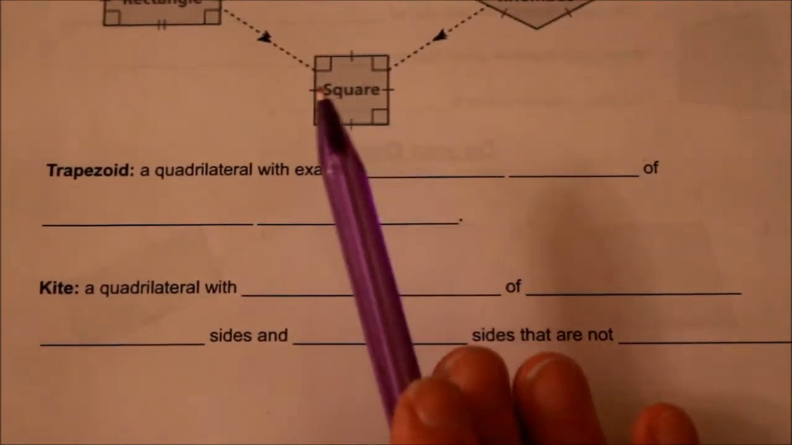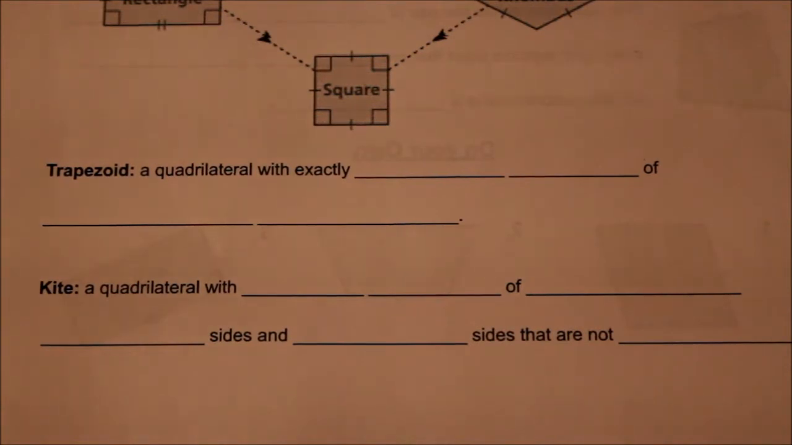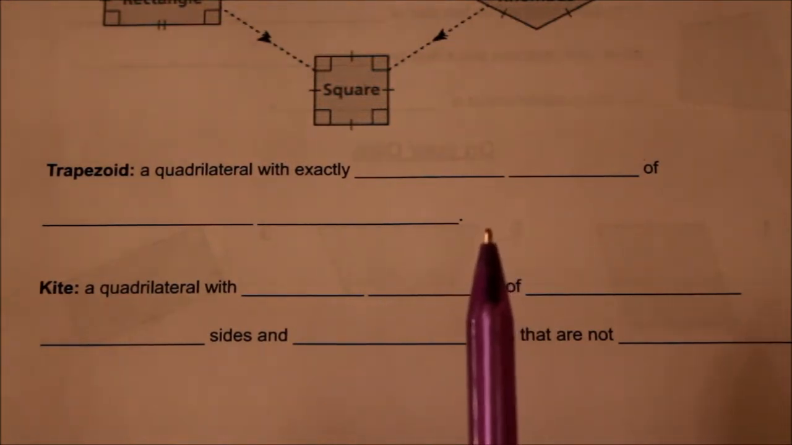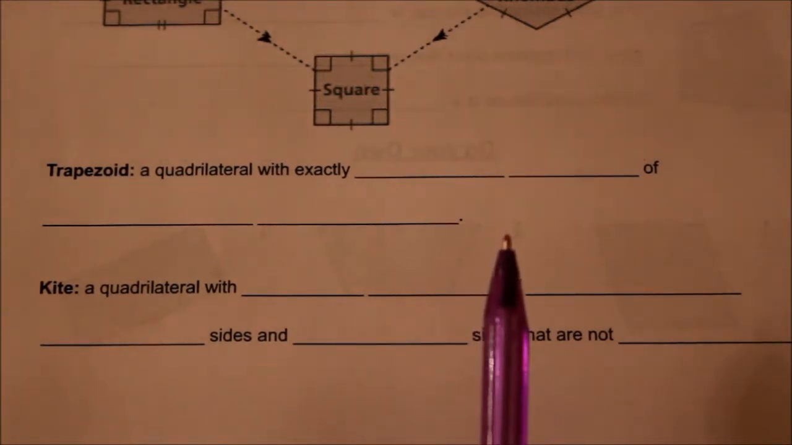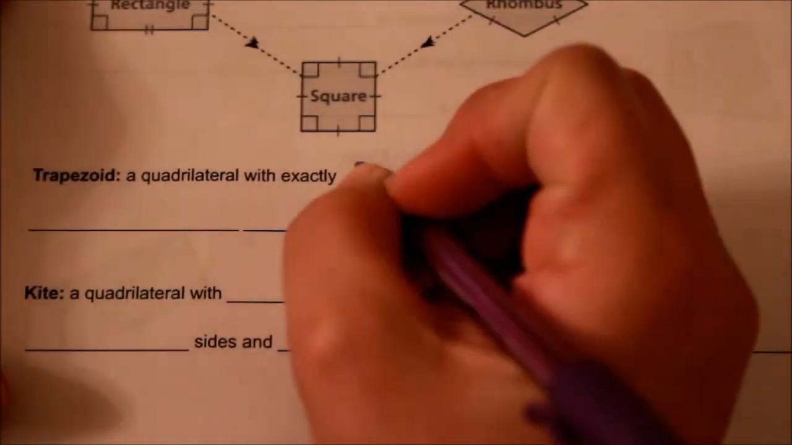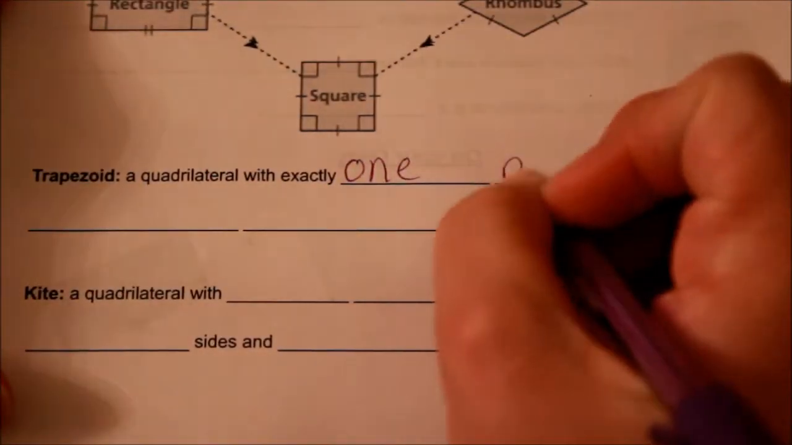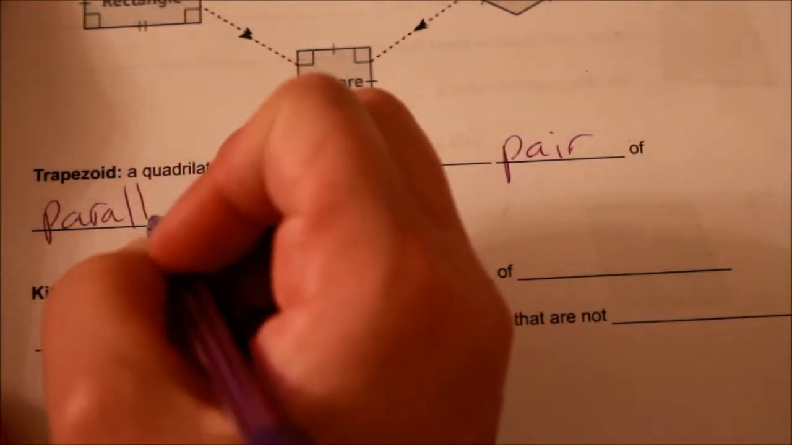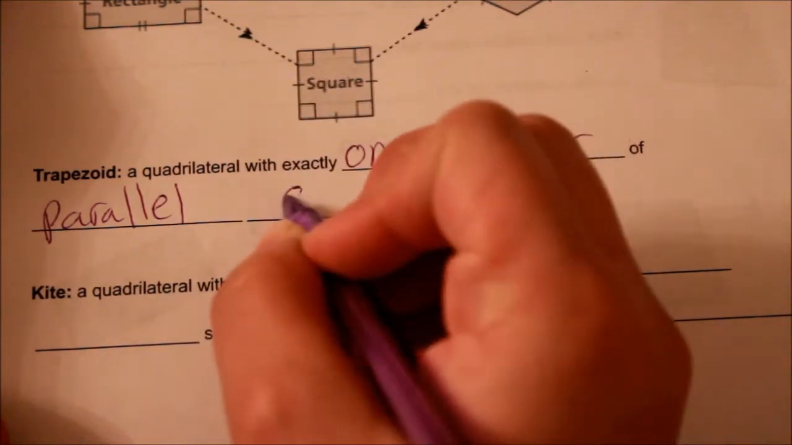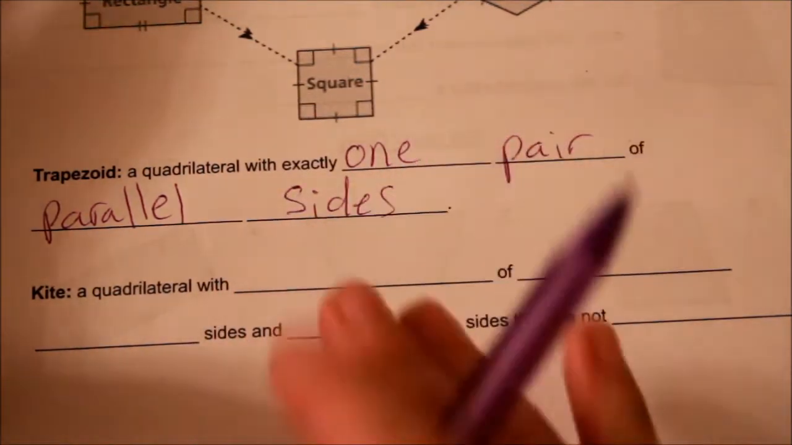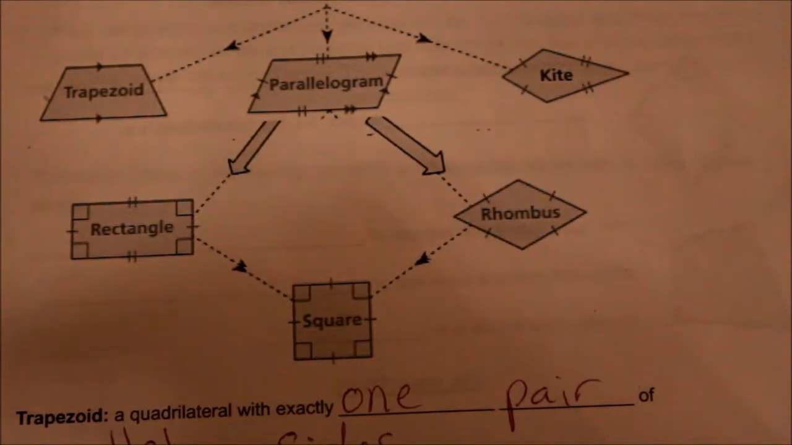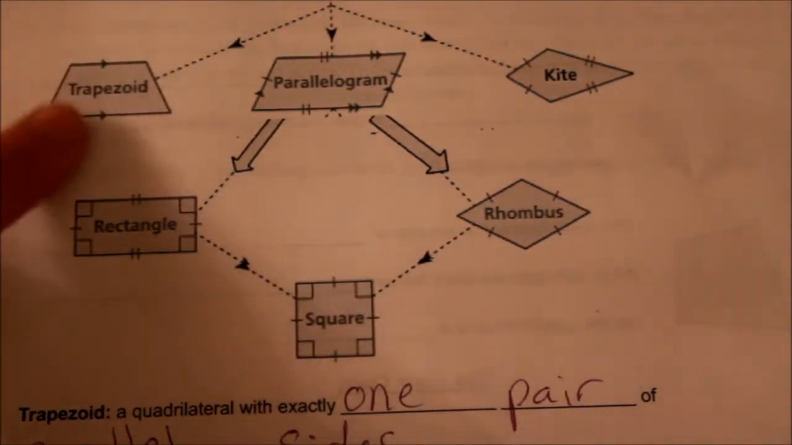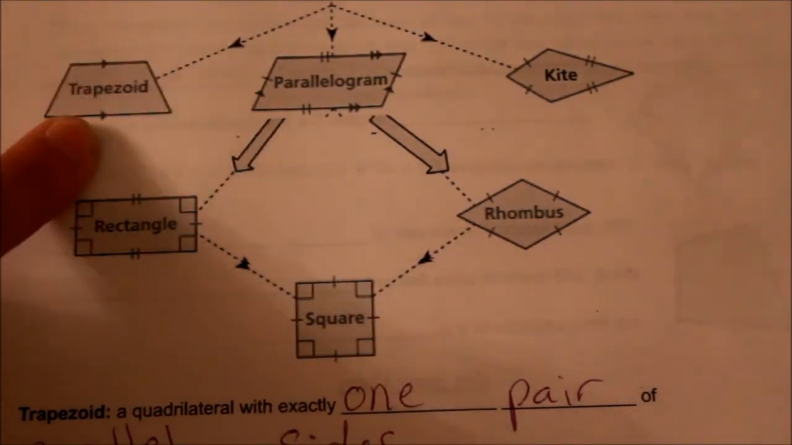So let's look at the definition of what makes up these quadrilaterals, since we are classifying quadrilaterals. A trapezoid is a quadrilateral with exactly one pair of parallel sides. One pair of parallel sides. If we go back up to the picture up here, those little arrows mean that those two sides are parallel.